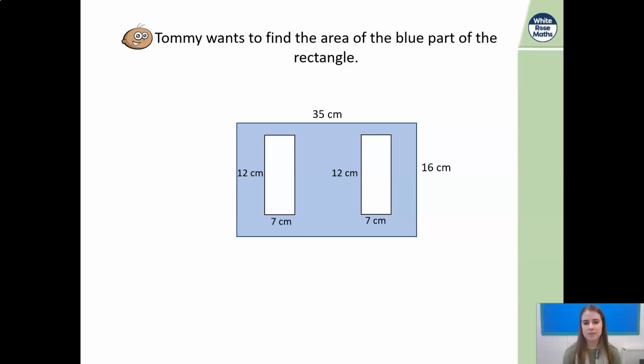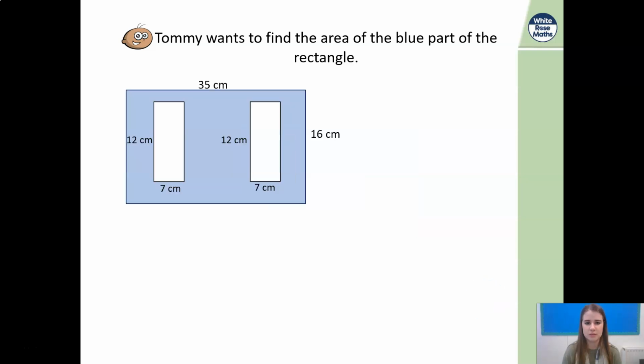Now, we know that the area is the inside volume of a closed 2D shape. So here we can see we have 35 and 16, but here we have some additional white parts in between. Now our answer cannot include those white parts because we just want to find out the area of the blue part. So first of all, let's just find out the area of the rectangle altogether. So we're going to pretend that those white squares don't exist.